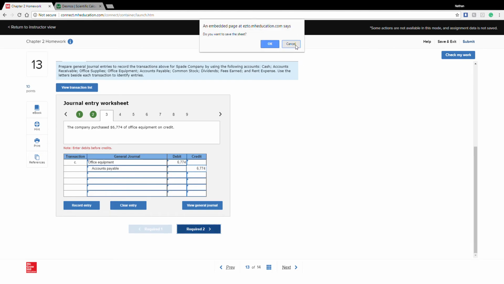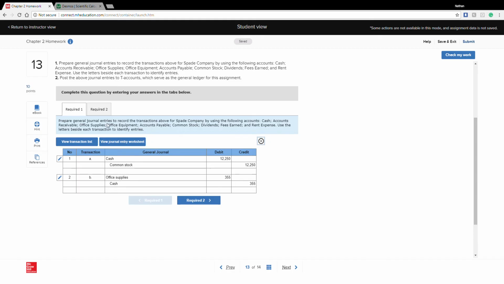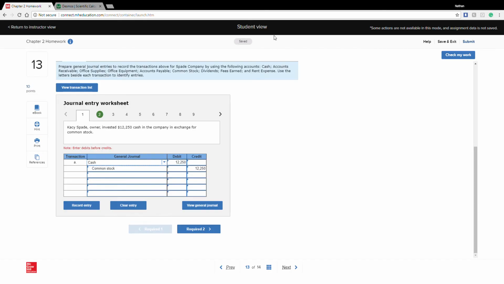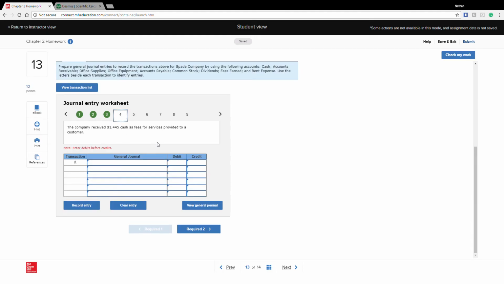Oop. Oh no, I think I did a boo-boo. We're good. I just gotta put that one back in. So watch out about hitting cancel. Cancel will actually clear out the last one that you did. So, again, office equipment, accounts payable, 6,774, 6,774, and move to the 4.